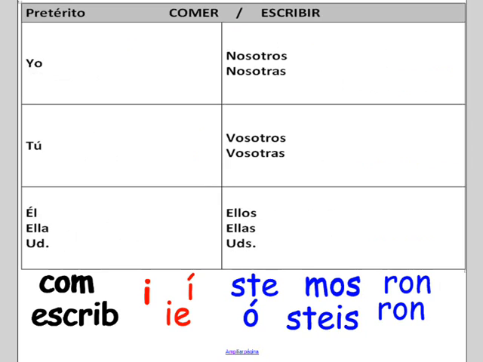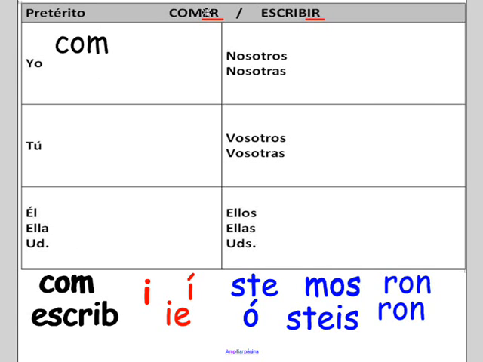Now taking a look at the ER and IR verbs. In the preterite tense, they share the same endings. So verbs that end in the letters ER, for example, comer, to eat, and verbs that end in IR, for example, escribir, to write, have the same conjugations. So let's take a look at comer.